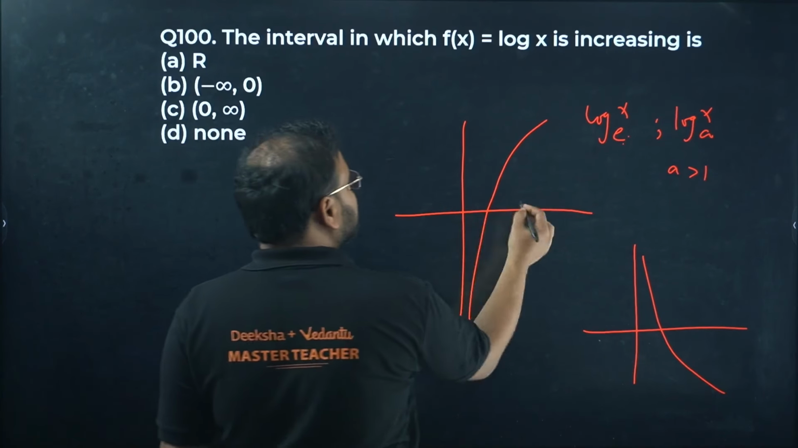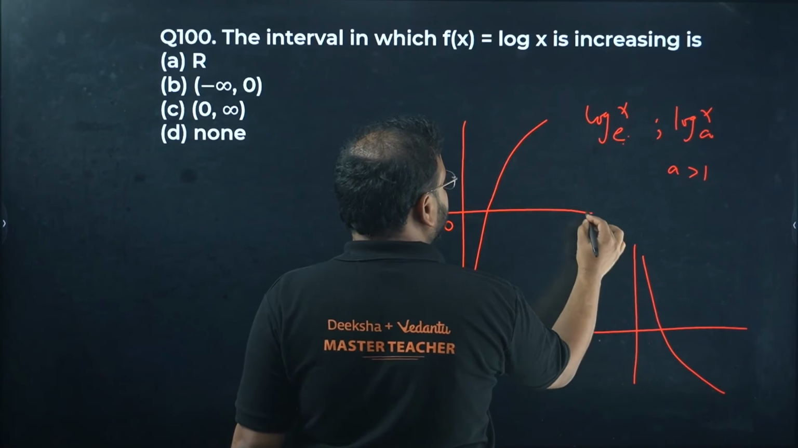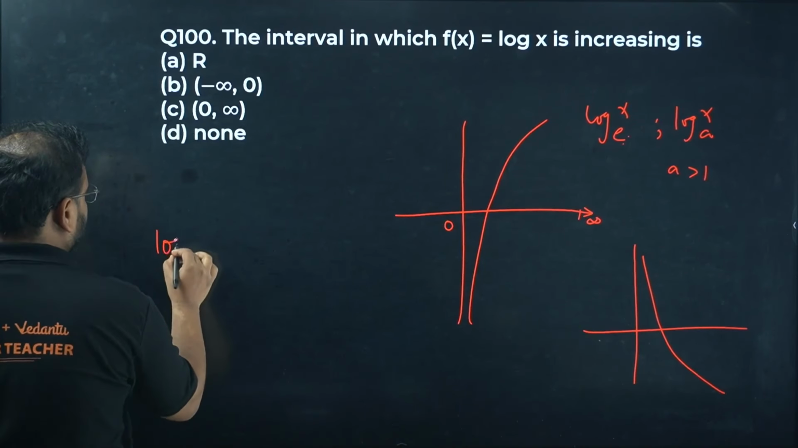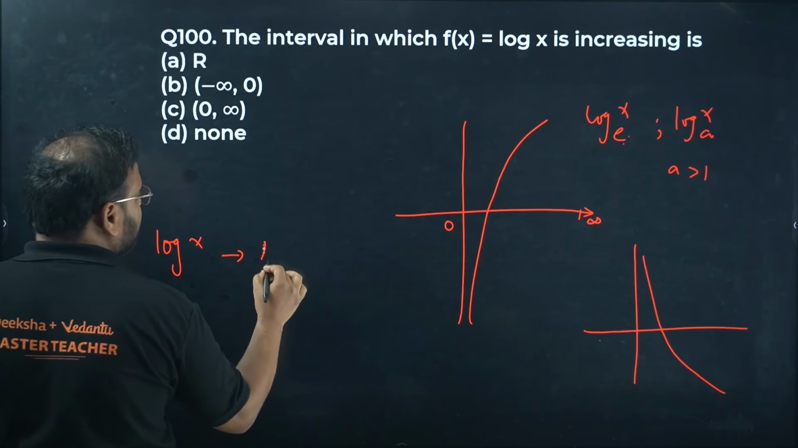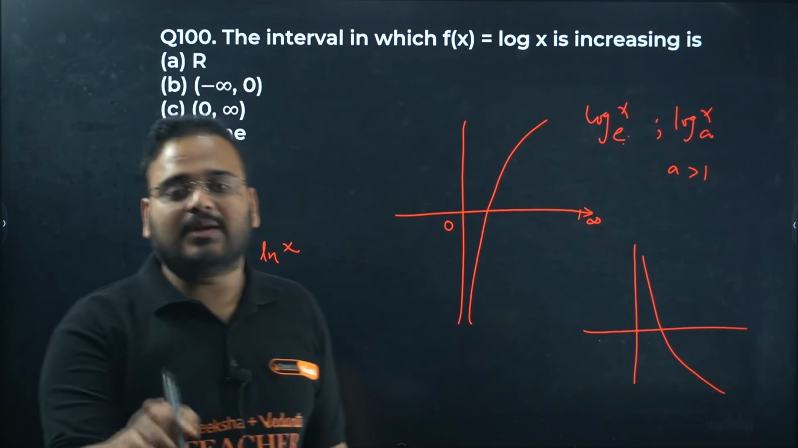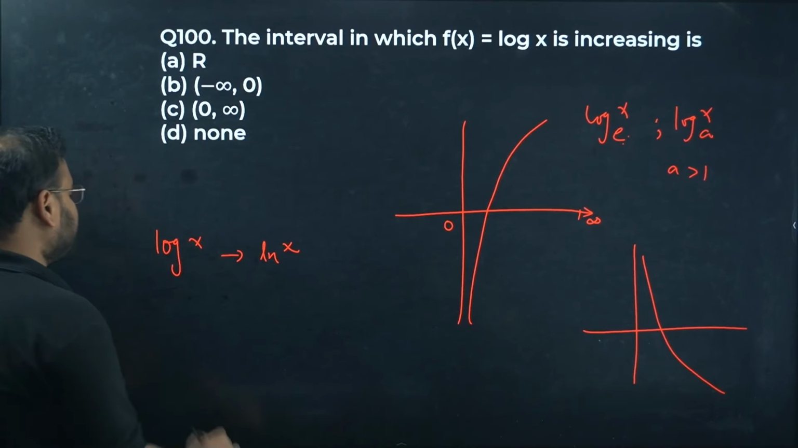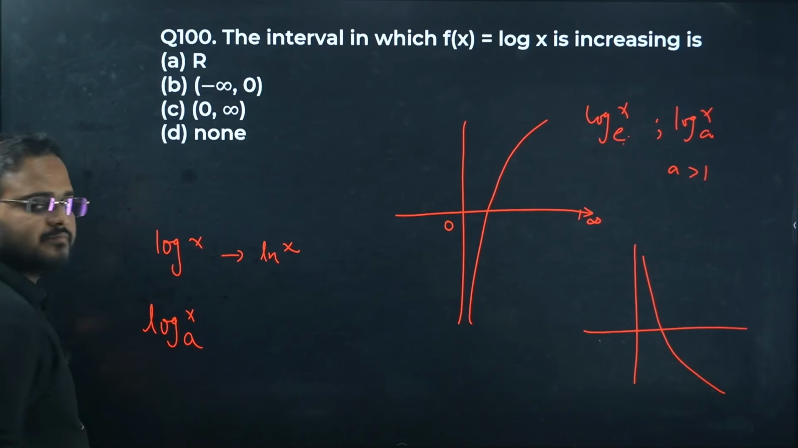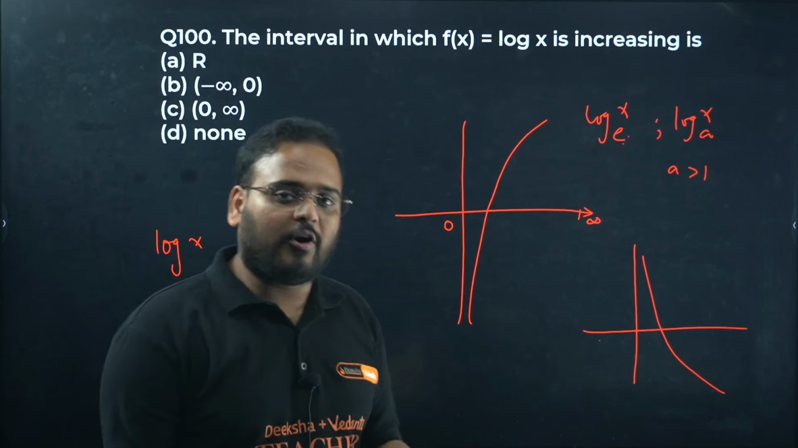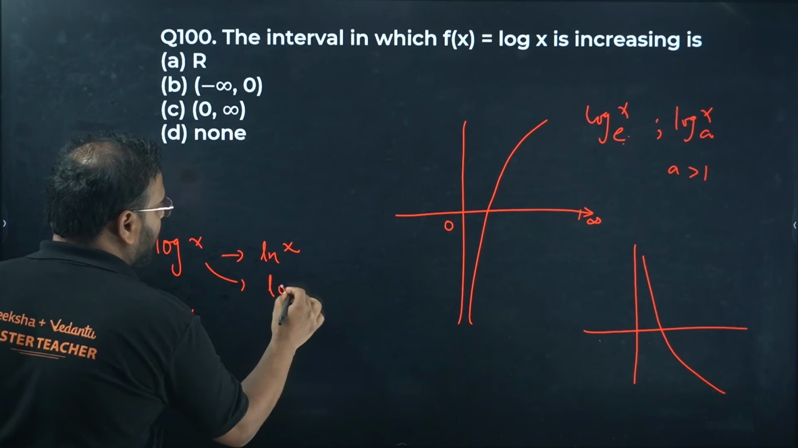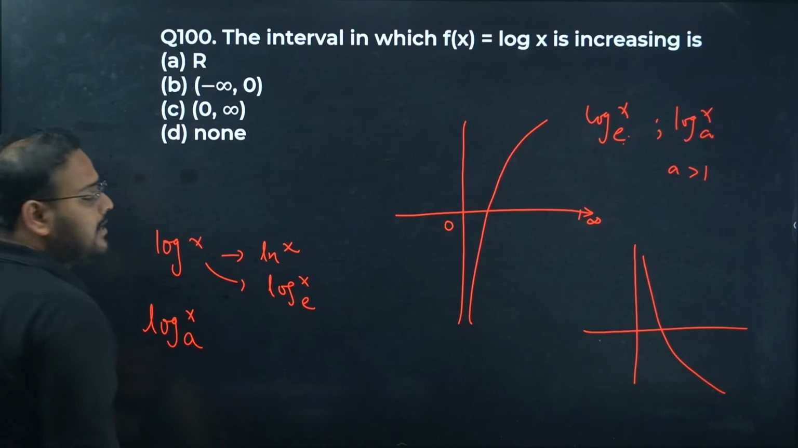In that case, it is increasing from where to where? From 0 to infinity. Because we know that in your syllabus, when they write just log, they actually mean ln x. If there was some other base, they'd mention that with a. Have they mentioned that? They have not. It means it is the natural log, which is log of x with the base e.